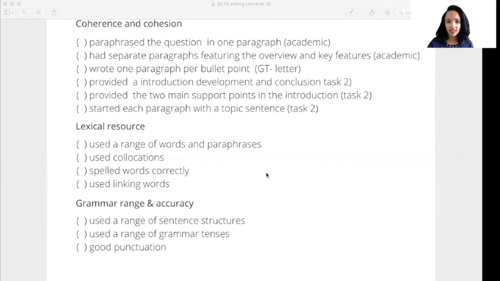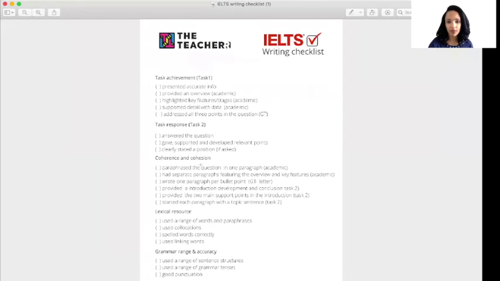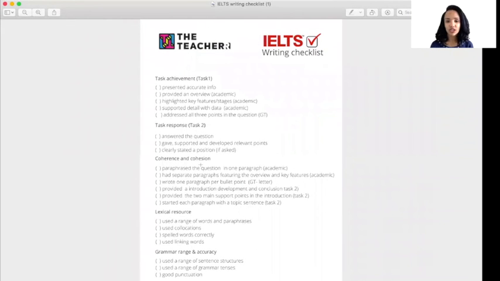So this is a very simple checklist that I've come up with. I'm going to be sharing this as a PDF so you can use it for your studies.